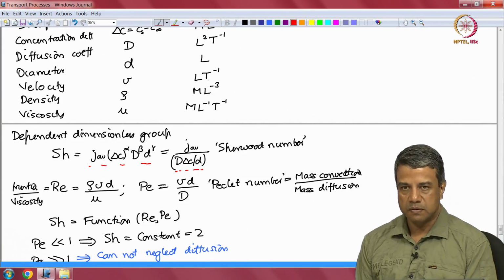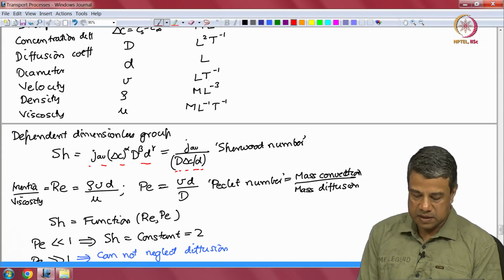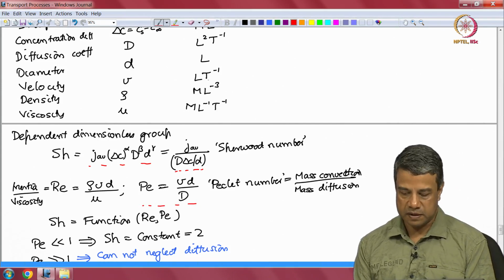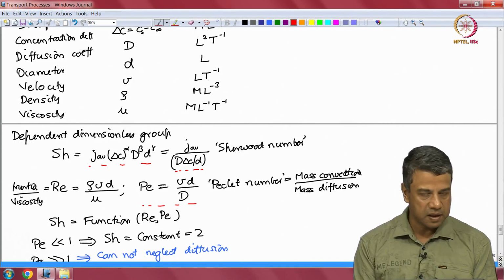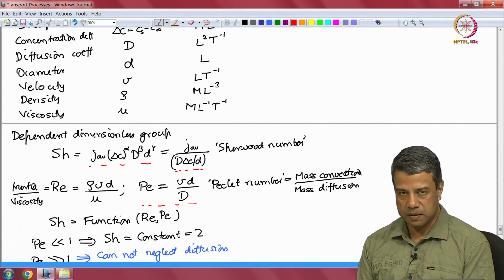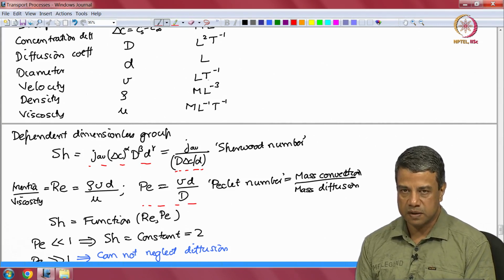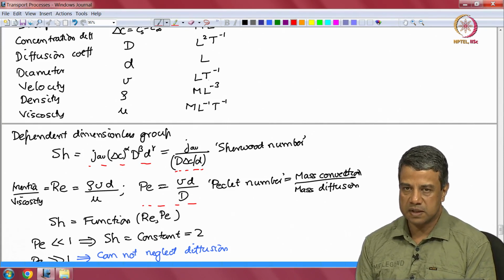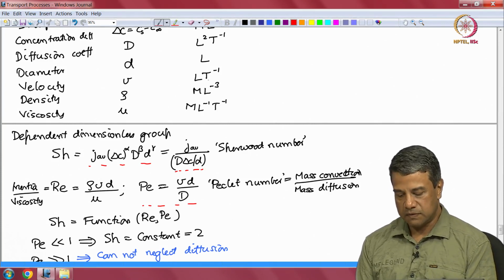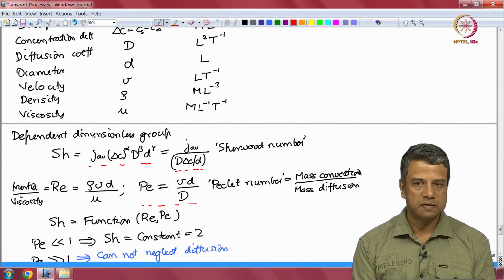Independent dimensionless groups, we have already seen the Reynolds number, which is the ratio of fluid inertia and fluid viscosity. There was a second dimensionless group that we obtained, the Peclet number, which is V d by the diffusion coefficient. It is the ratio of mass convection and mass diffusion. Therefore, the Sherwood number has to be a function of the Reynolds number and the Peclet number. Low Peclet number, convection is very small compared to diffusion. You can neglect convection or the fluid velocity altogether, and in that case the Sherwood number just becomes equal to a constant. What that value of the constant is, we have to determine by a more detailed calculation, turns out to be equal to 2 for a spherical particle.